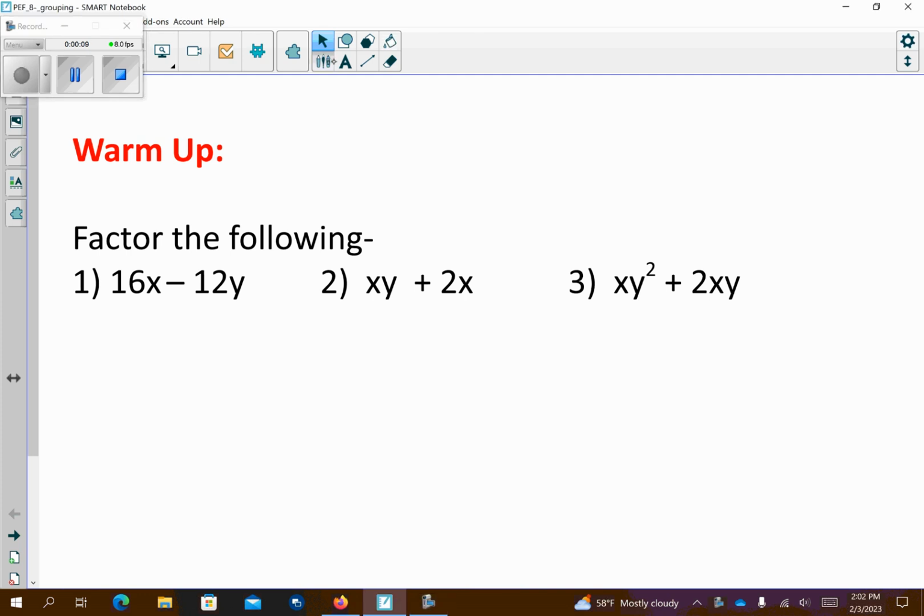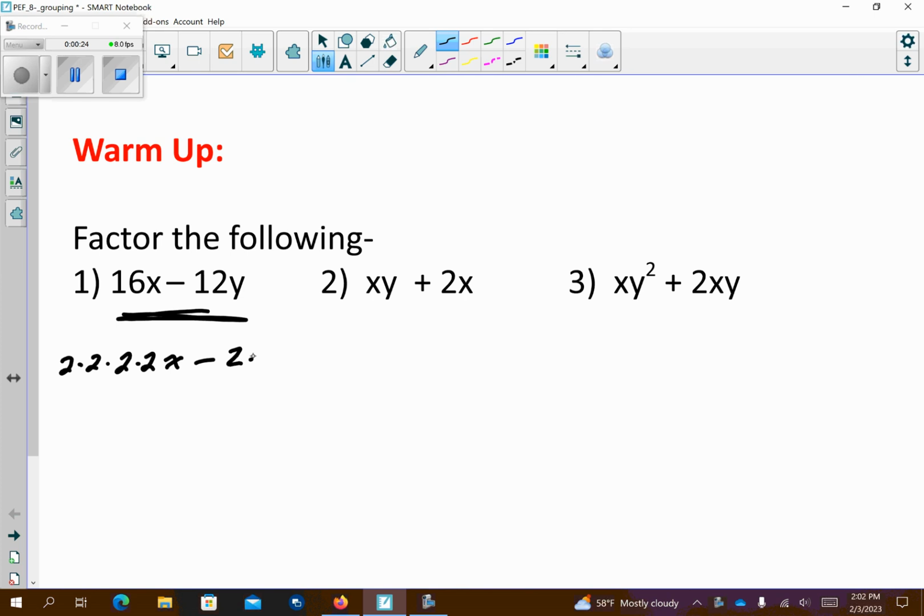These aren't in your notebook, but let's just think about factoring the following. 16 breaks down to 2 times 8. 8 breaks down to 2 times 4. 4 breaks down to 2 times 2. And then 12 breaks down to 2 times 6. 6 breaks down to 2 times 3. And then y. So it appears that I have 2, 2, and 2, 2 the same between the two. So outside, I'm going to get 2 and 2. Inside, I'm going to keep the 2, the x, the minus 3, and the y.